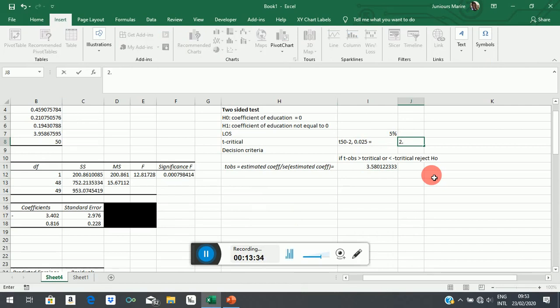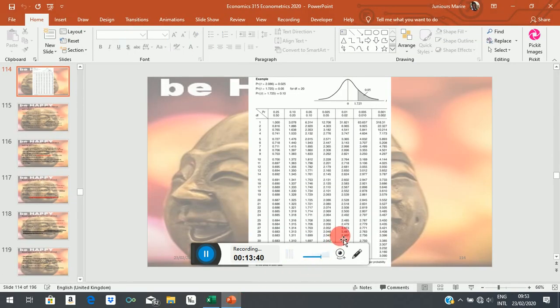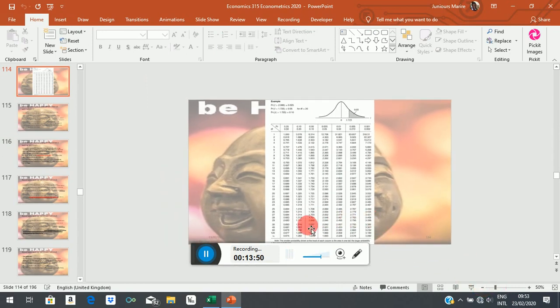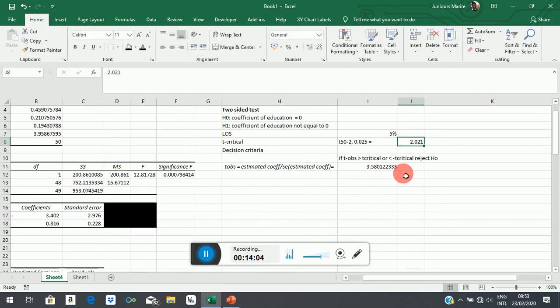It is 2.021. Did I say 021? I hope it was 021. Correct, and it is both positive and negative. Right, now let me just try to show you what's happening. So we have two numbers here. We have minus 2.021 and we have 2.021. Okay, these are the two critical limits.